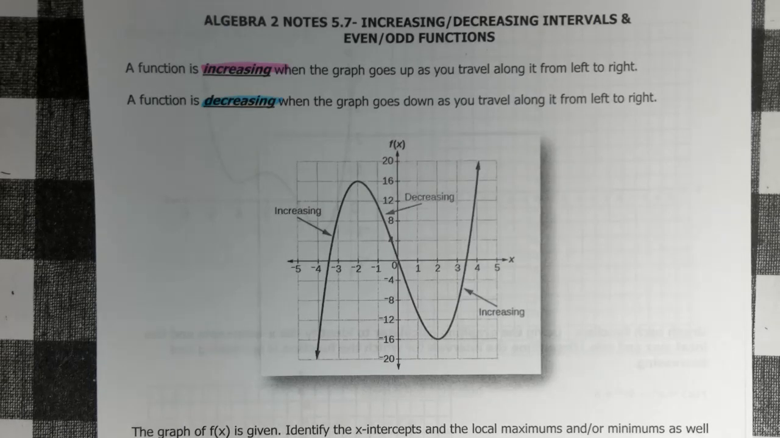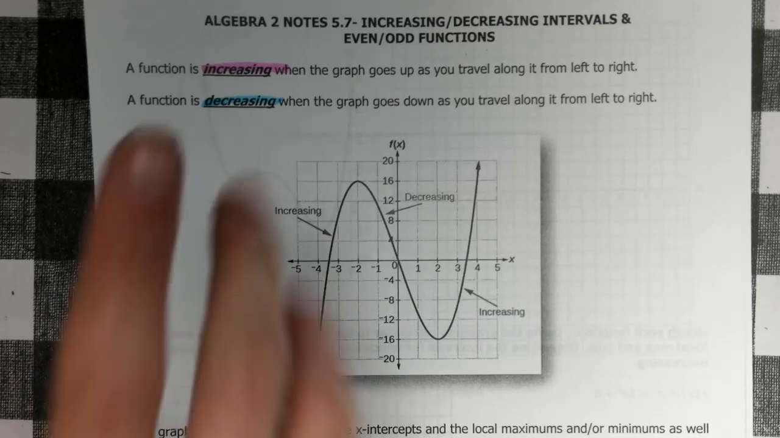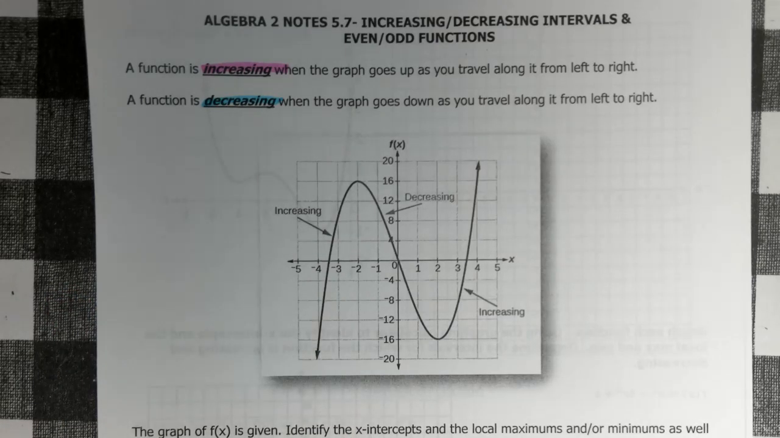So for every single problem, I color coordinate. It helps you visualize. So for increasing, it will be pink. For decreasing, it will be blue for me. You pick whatever you want to do. If you don't have colored highlighters or pens, just really focus on what I say, okay?